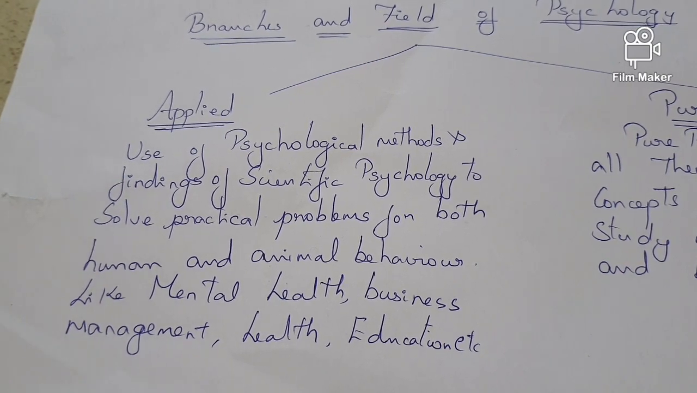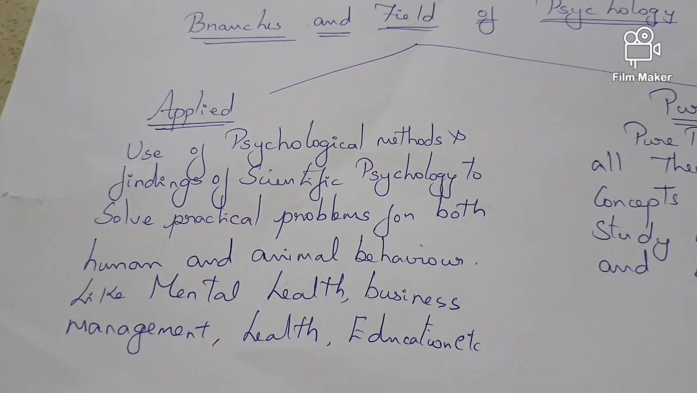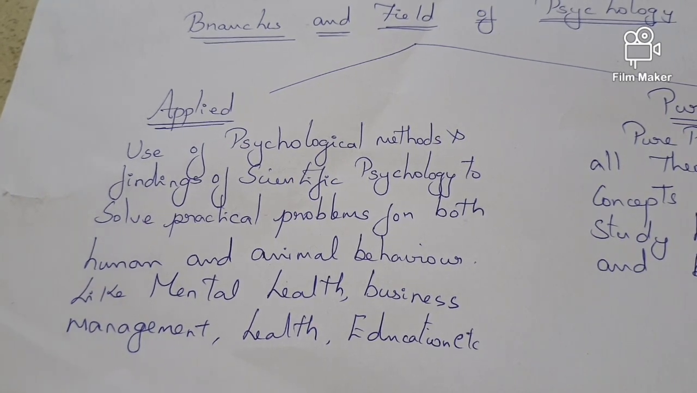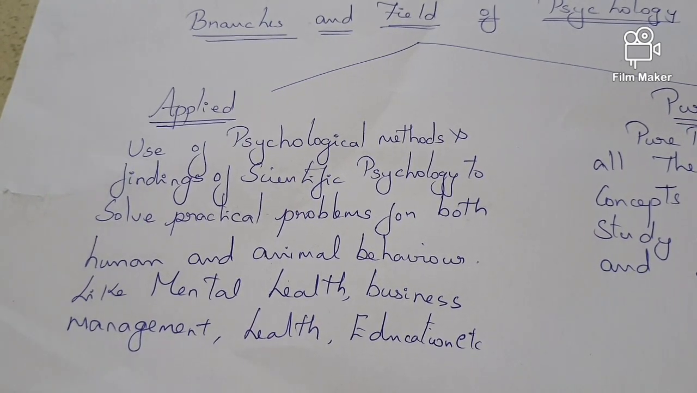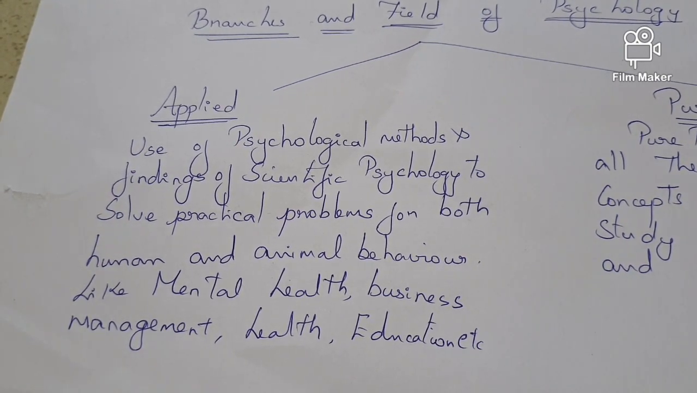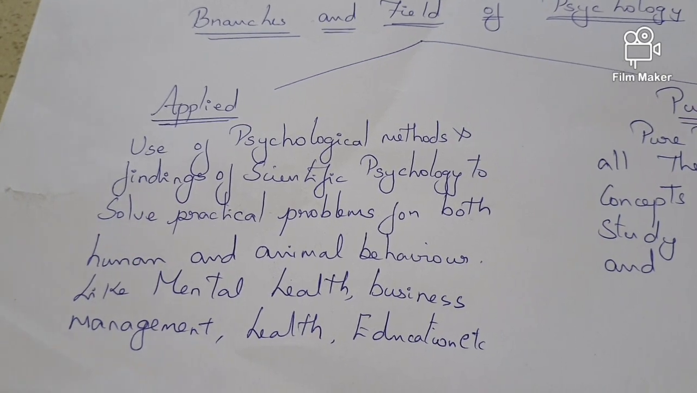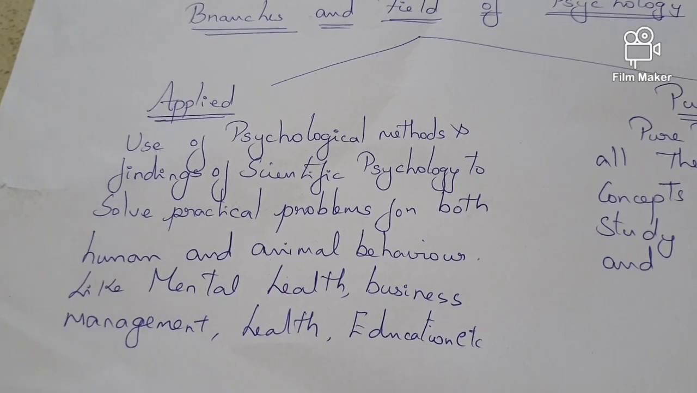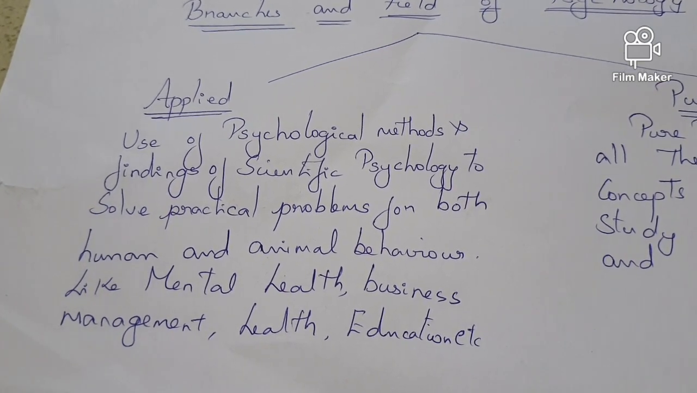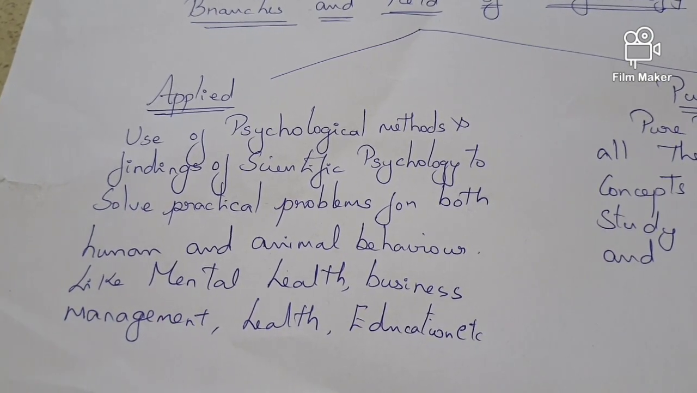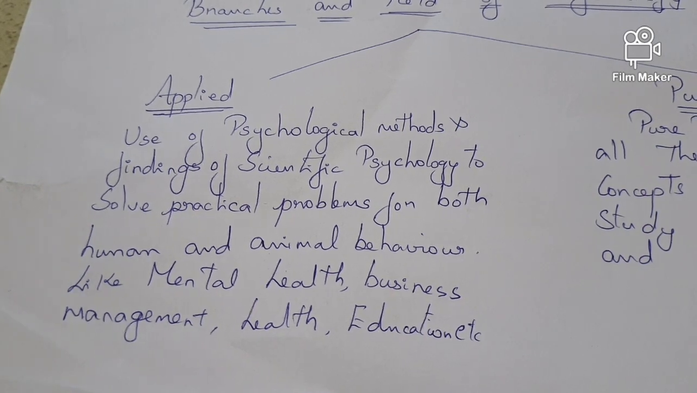A few things are like mental health, business management, health psychology, education psychology, etc. For all these types of psychology, you have a specific or scientific method that you can use to solve the problem. If it is educational psychology, for career counseling you have specific techniques: you go through all the careers available, and based on the students' ideas, you help them.